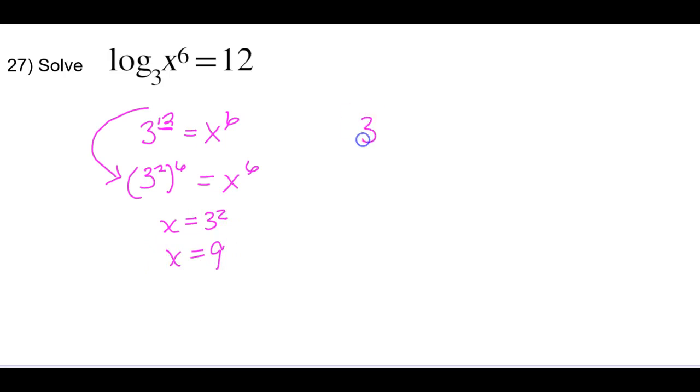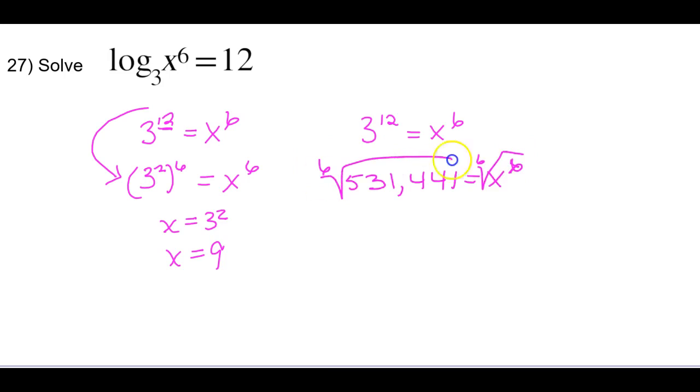The other way to do that problem is to say 3 to the 12th equals x to the 6th. Put 3 to the 12th in your calculator and you get something like 531,441 equals x to the 6th power. Then you could take the 6th root, and I'll remind you of how to do that in your calculator here in just a second, which would give us x equals 9 once again.